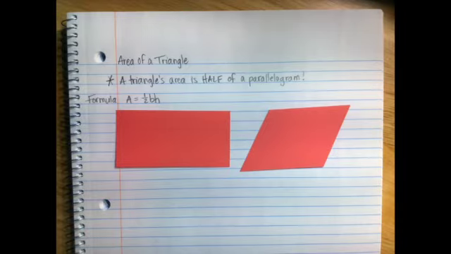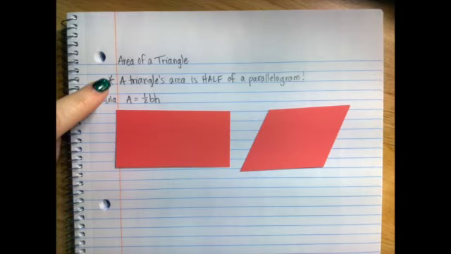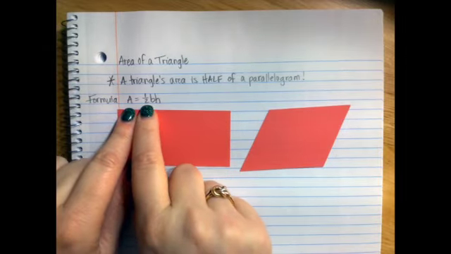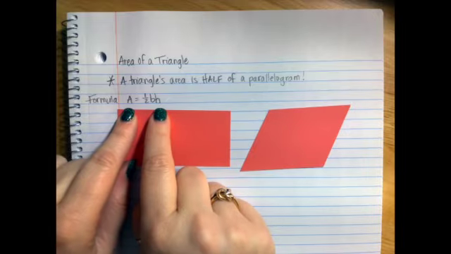All right, this tutorial is about area of a triangle. A triangle's area is half of a parallelogram. All right, so the formula that we use is area is equal to 1/2 the base times the height. So let me show you.